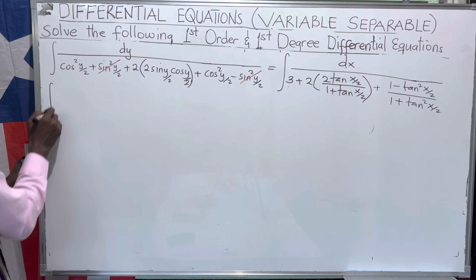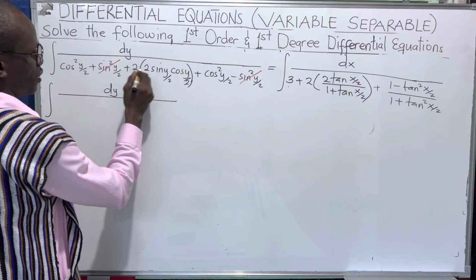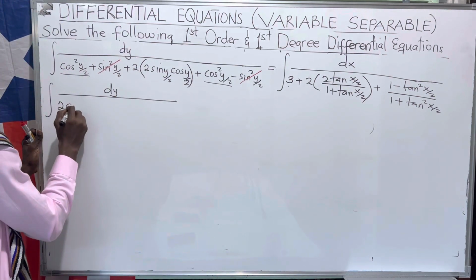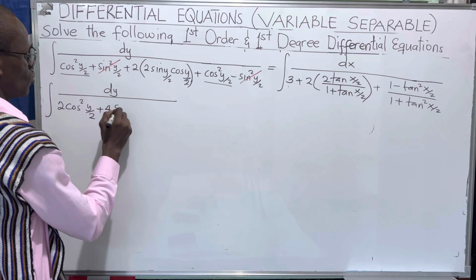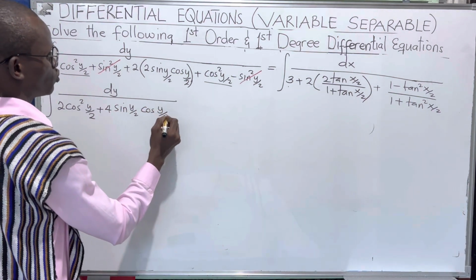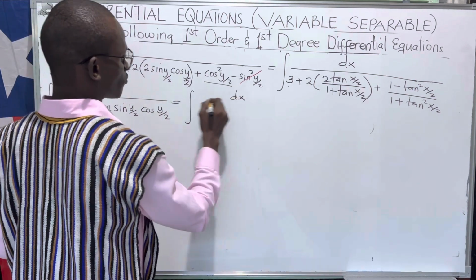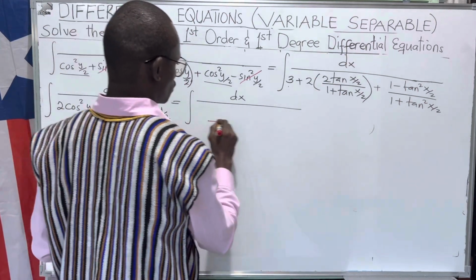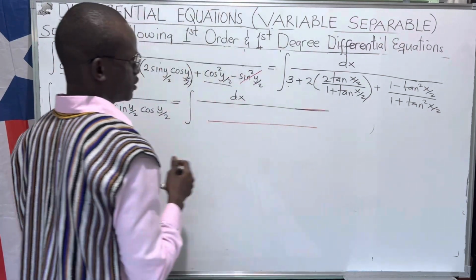So we can further simplify. We have the integral of dy all over, and this is already 4. Now this one and this can be added, so it's like 2 cos square y over 2, and then 2 times 2 is 4 sine y over 2 cos y over 2. And then on the right hand side, we have the integral of dx all over. Now we can simplify this kind of complex fraction.